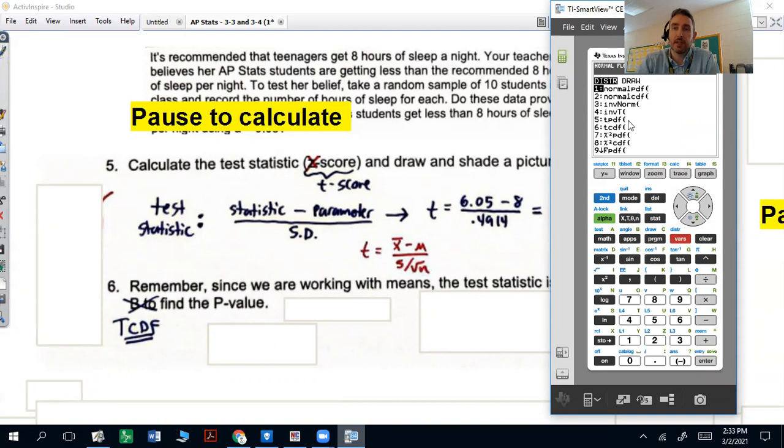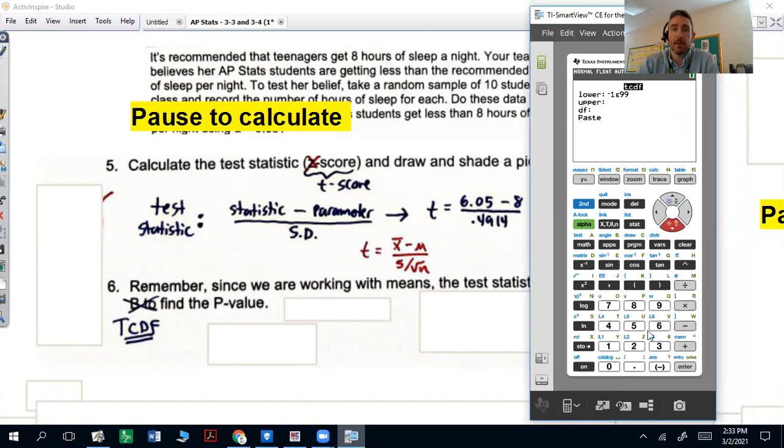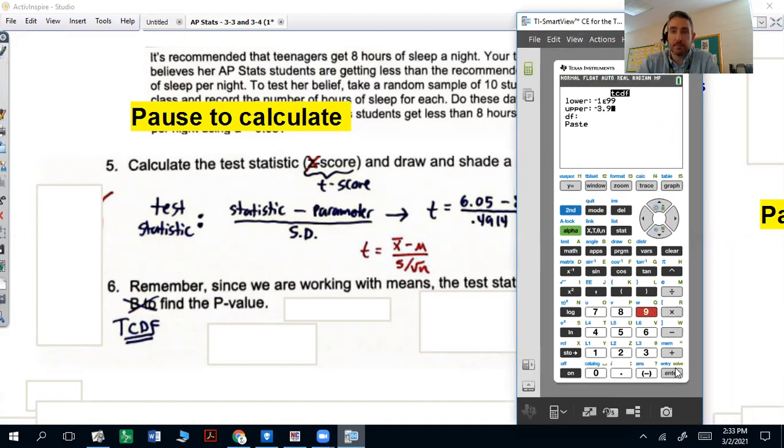TCDF is option number 6. In this case, because we're going below negative 3.968, we're going to leave our lower as negative infinity. Our upper is going to be negative 3.968. Our degree of freedom, that's the sample size minus 1, so that's 10 minus 1, which is 9. And we'll paste it. So we'll put all that in there, and you get a very small number, 0.0016.